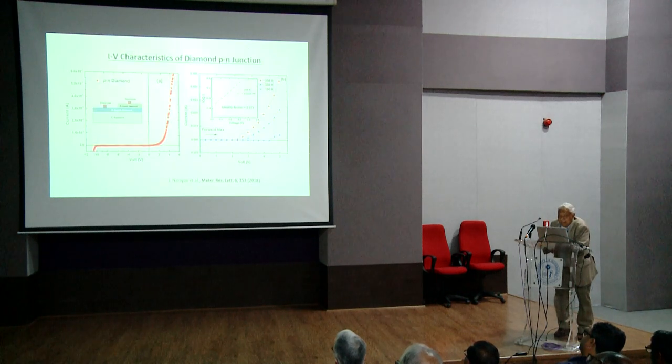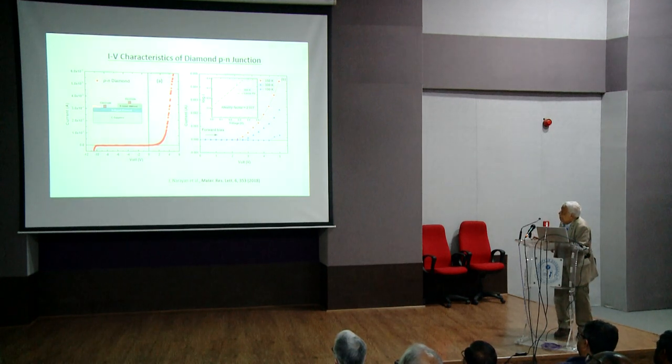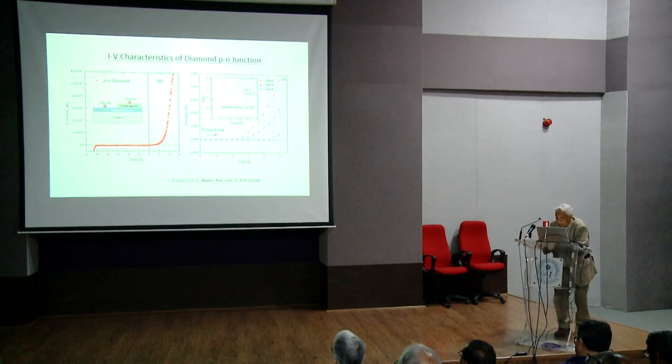Now we can make p-n junctions, as shown here. This is the structure. Now we can dope with p and n type and create this p-n junction. And this is the ideal diode factor, p-n junction diode, because now we can dope both p and n type. So that's a very big deal.